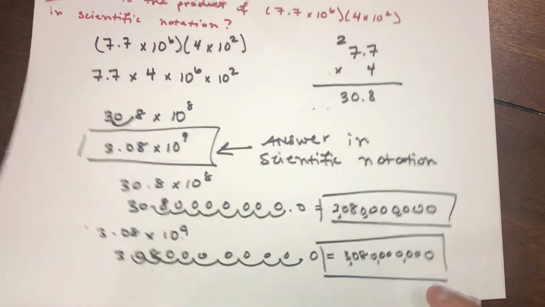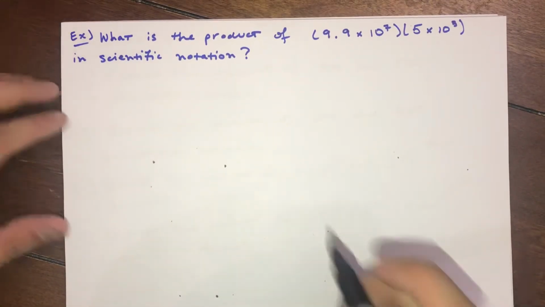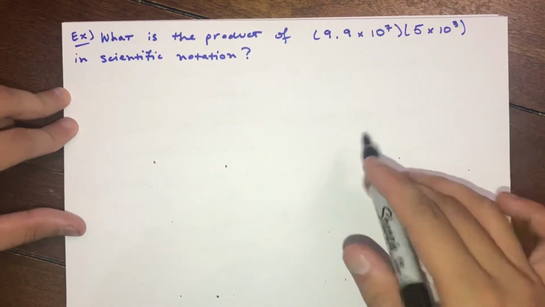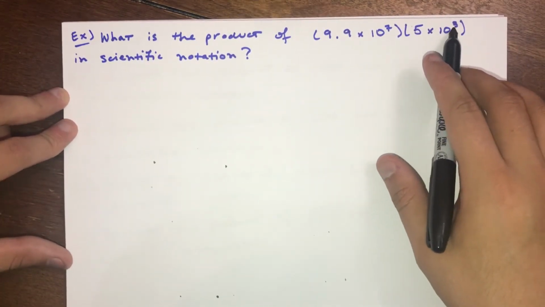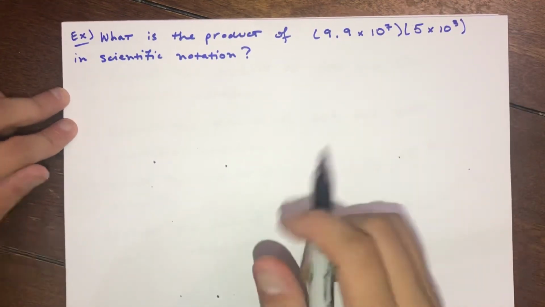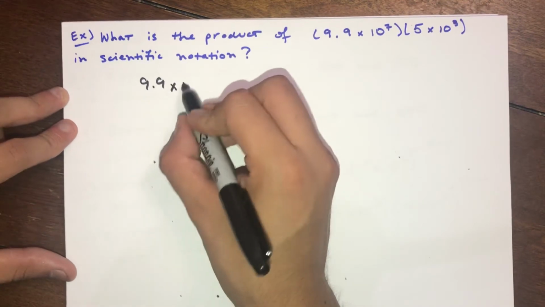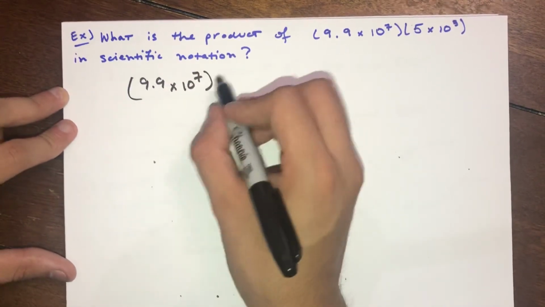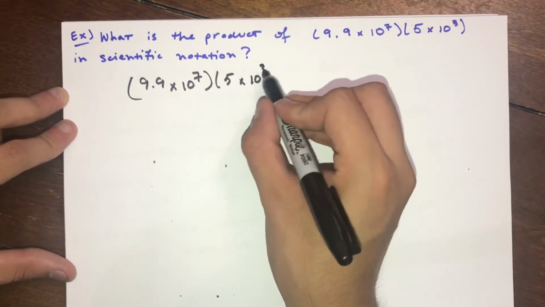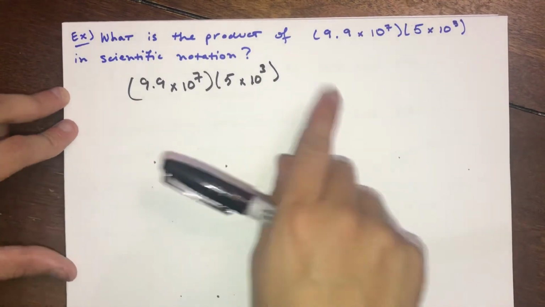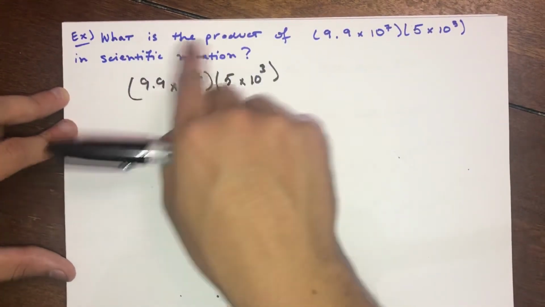Let's do another example. All right, this says: what is the product of 9.9 times 10 to the 7 times 5 times 10 to the 3rd power? Okay, that's a 3. So we're going to have 9.9 times 10 to the 7 times 5 times 10 to the 3. This is all just multiplication. They're asking us what is the product of this, in scientific notation.